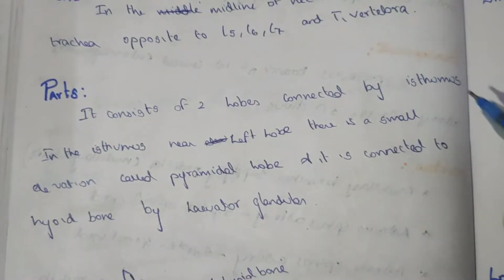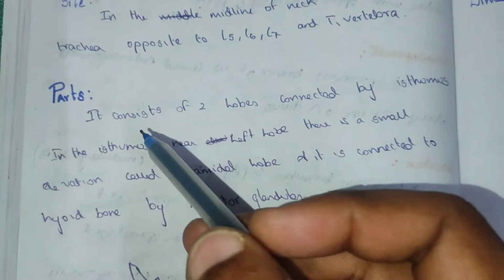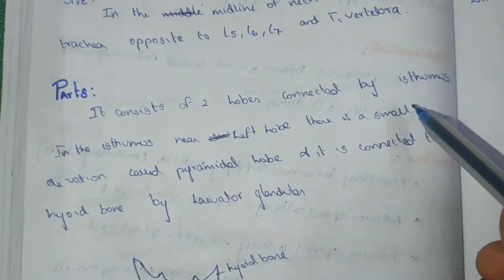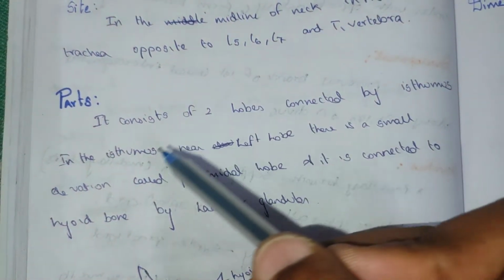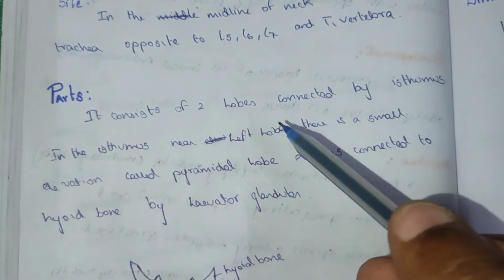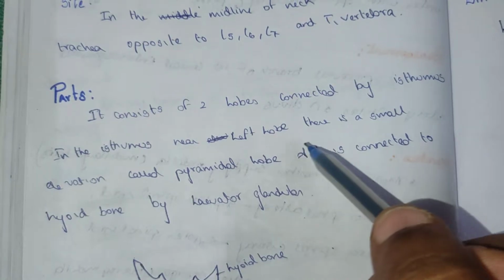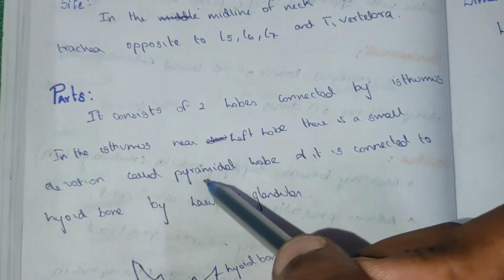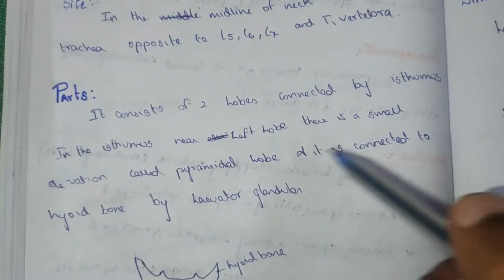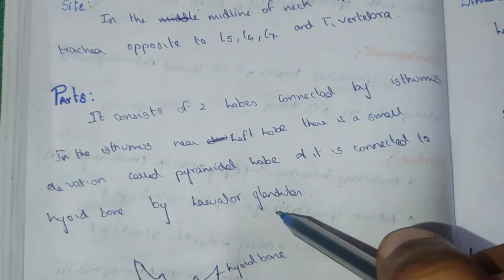Now we will see the parts of the thyroid gland. It consists of two lobes connected by the isthmus. Near the isthmus, in the left lobe, there is a small elevation which is known as the pyramidal lobe, and it is connected to the hyoid bone by the levator glandulae.